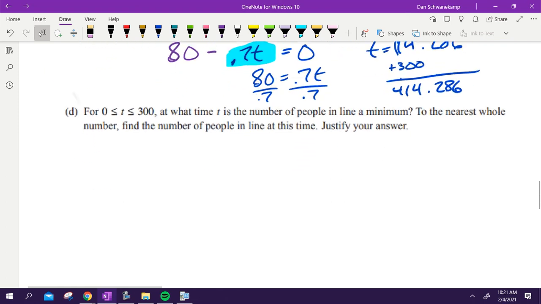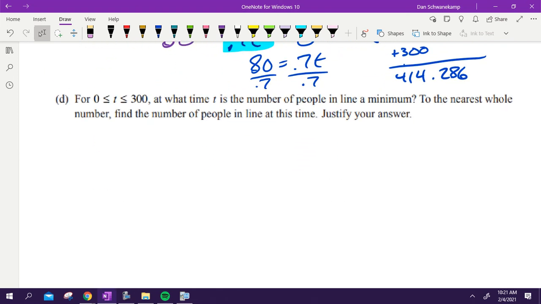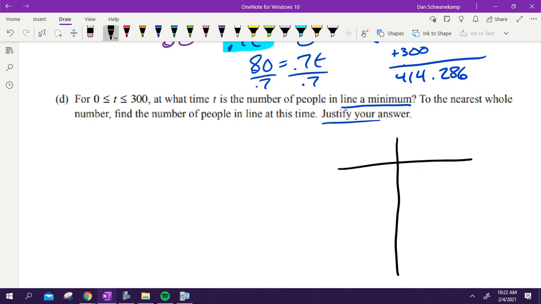This last one is the big one. From 0 to 300, at what time are the people in line a minimum? To the nearest whole number, find the number of people in line at that time. I want to know when something is a minimum, and I'm trying to justify my answer. What do I do to justify the amount of people being a minimum? This is a table question. I need a T. When can minimums happen? Endpoints, 0 to 300, and critical points.